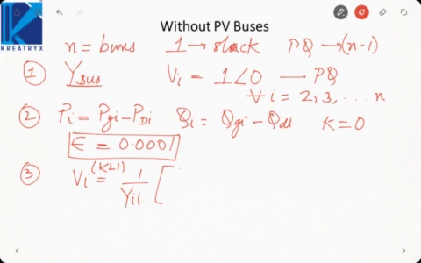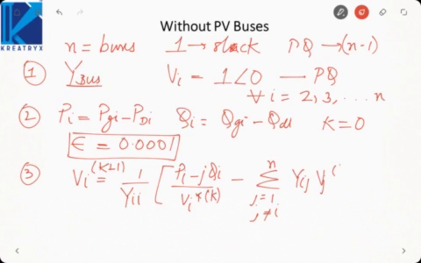Vi at (k plus 1) equals 1 by Yii times Pi minus jQi by Vi conjugate at the kth iteration, minus the sum over j equal to 1 to n, j not equal to i, of Yij Vj for the kth iteration. We will calculate for all i equal to 2, 3 up to n, because the slack bus voltage will remain constant.